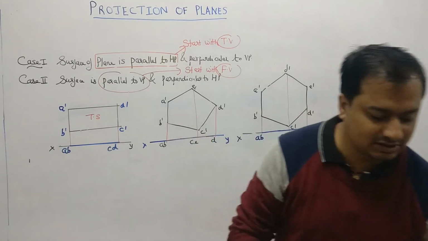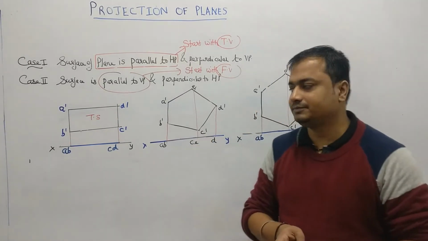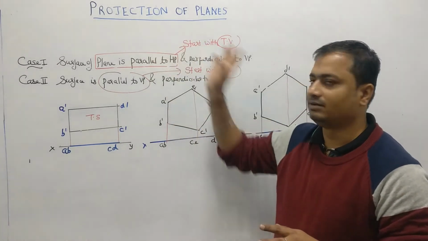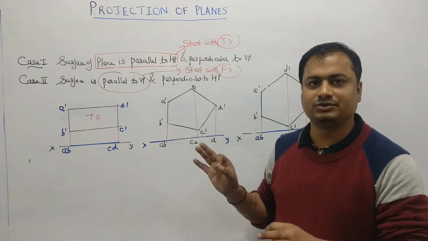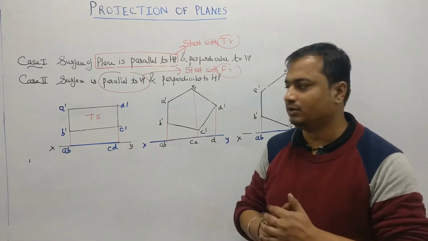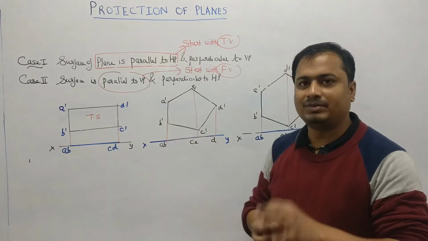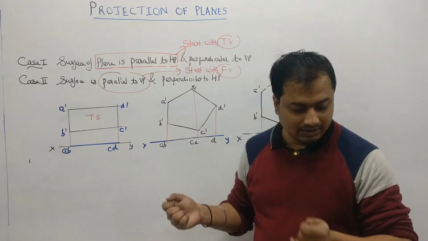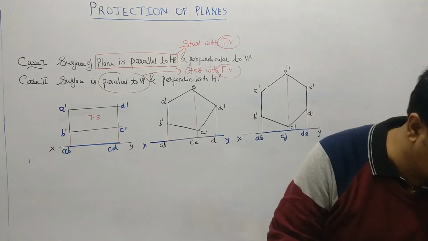So these are the two concepts on the basis of which we are going to solve each and every problem of the plane. These are the only concepts in the projection of plane. If the plane is parallel to HP, first the top view will be made. If the plane is parallel to VP, first the front view will be made. Then you will project the other view. Okay. Now we will be using this concept in the third case.